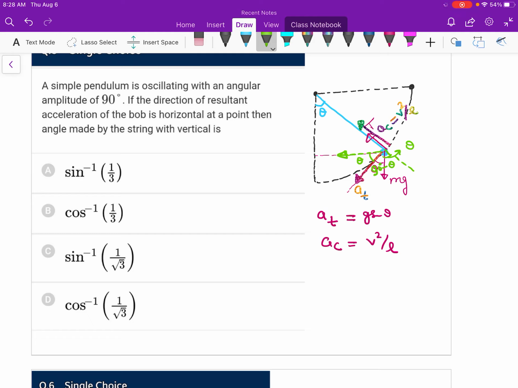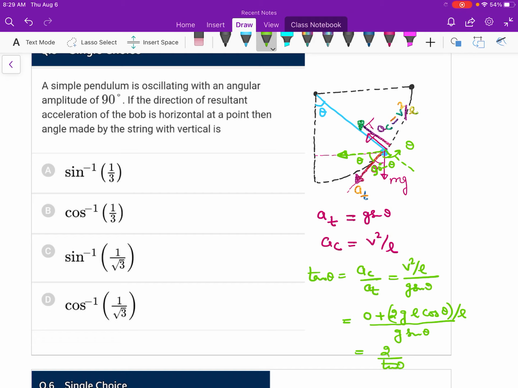So tan theta we observe in figure, tan theta is AC upon AT. AC is v square by L, AT is g sine theta. Now from energy conservation, v square is u square plus 2g h. H is L cos theta upon g sine theta. Okay, AT is g sine theta, so v square by L. So this is 2 upon tan theta.